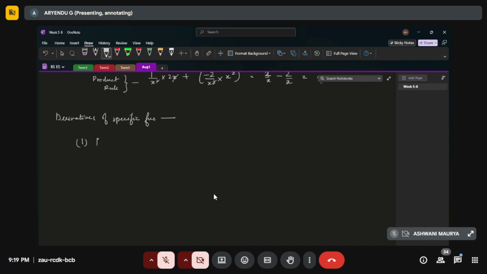First of all, the power function. So this is a very basic rule. If you have x raised to n, the derivative will be n into x raised to n minus 1.